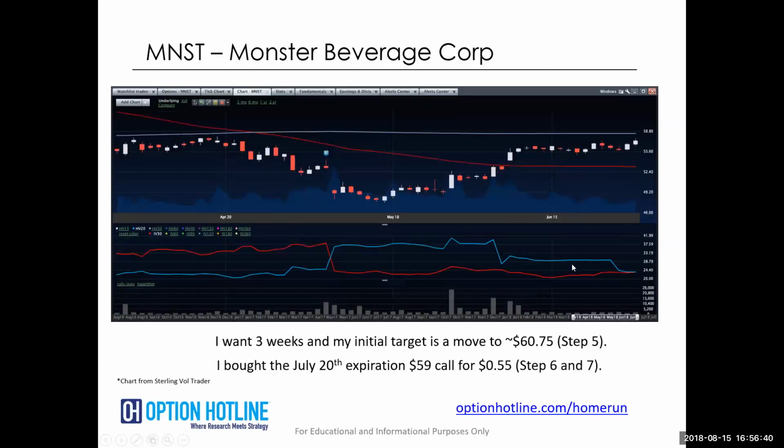So I go to step 5. Step 5 is set my price target. Okay. Well, we had this stock trading in this range. I think volatility should be around 24%. So I calculate that one standard deviation move for about 3 weeks out.